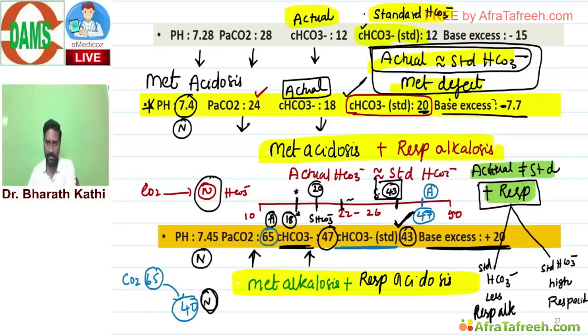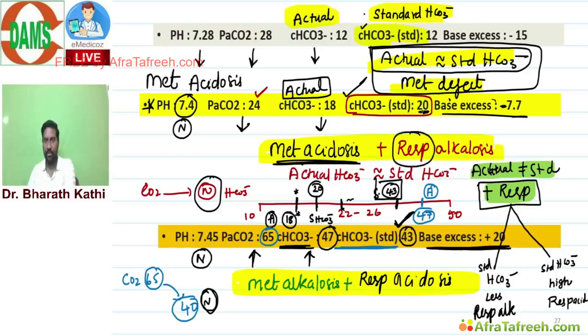By seeing the base excess, I was able to tell it as metabolic acidosis. Both were not correlating, so there is an additional respiratory defect. But bicarbonate is less than normal value. So this is a respiratory alkalosis.